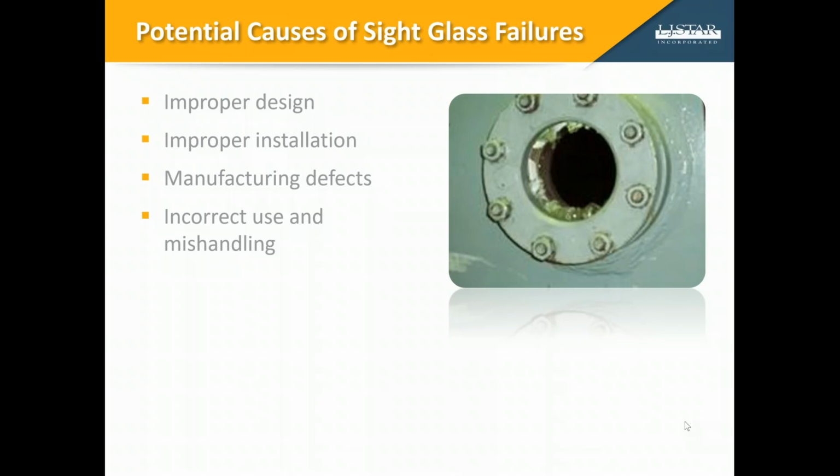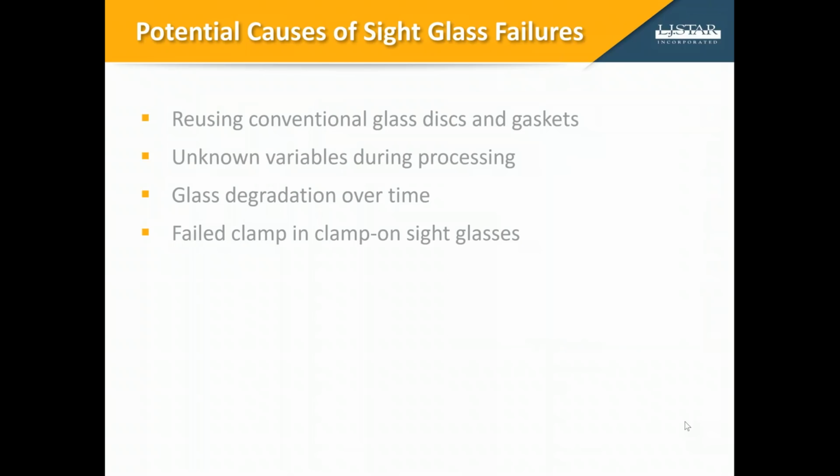Manufacturing defects, such as flanges or glass that don't have flat and parallel surfaces, can lead to failures. Incorrect use and mishandling that introduces microscopic surface defects can also require premature replacement. Reusing conventional glass discs and gaskets during maintenance and inspection can create an unsafe situation. Both glass discs and gaskets should be replaced during maintenance.